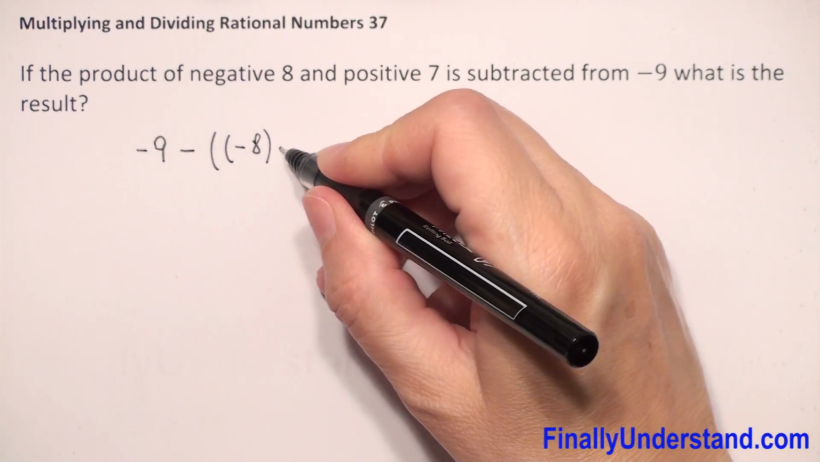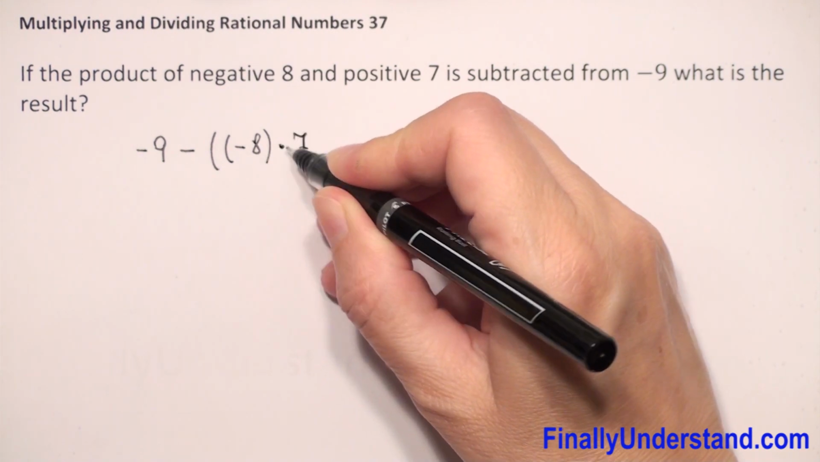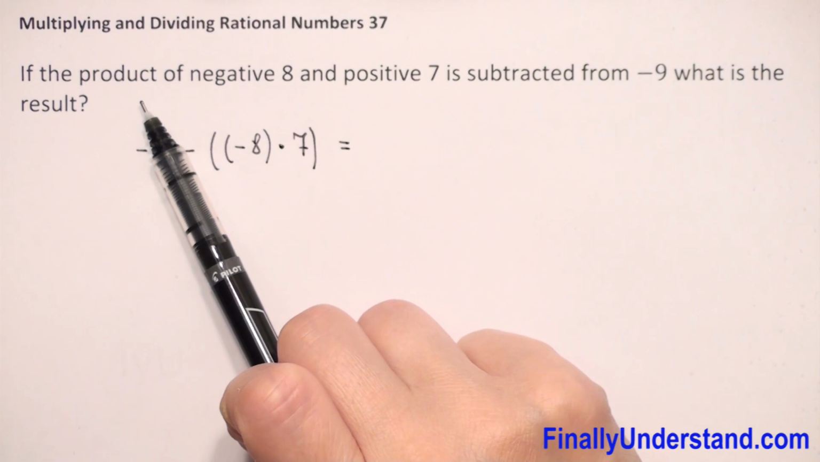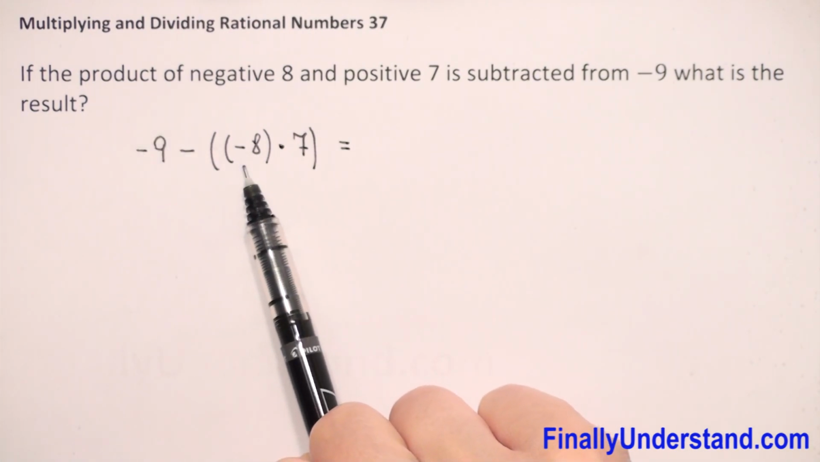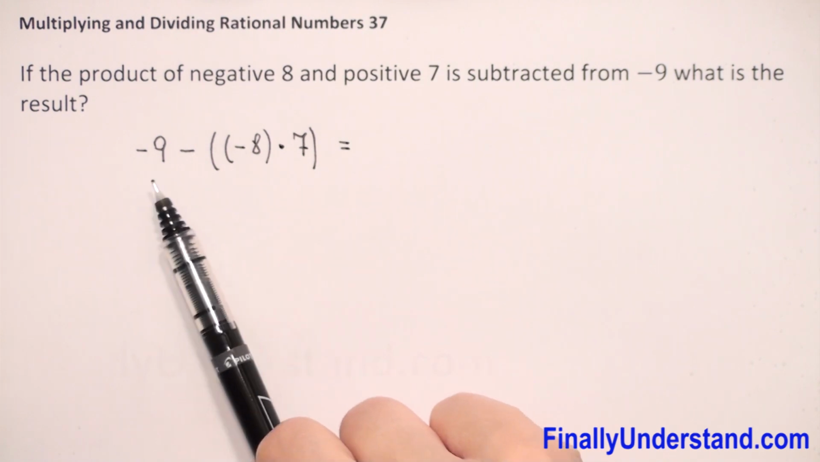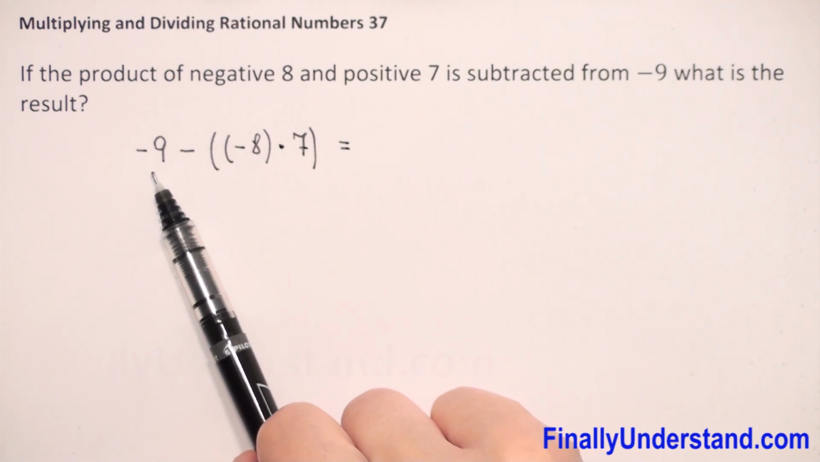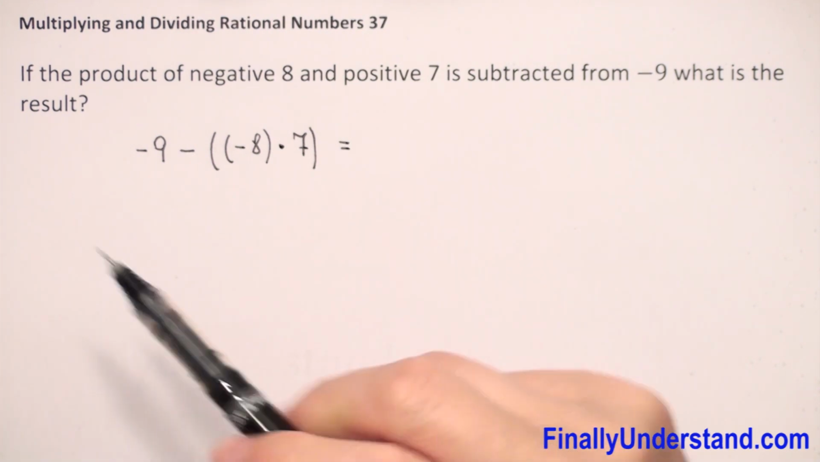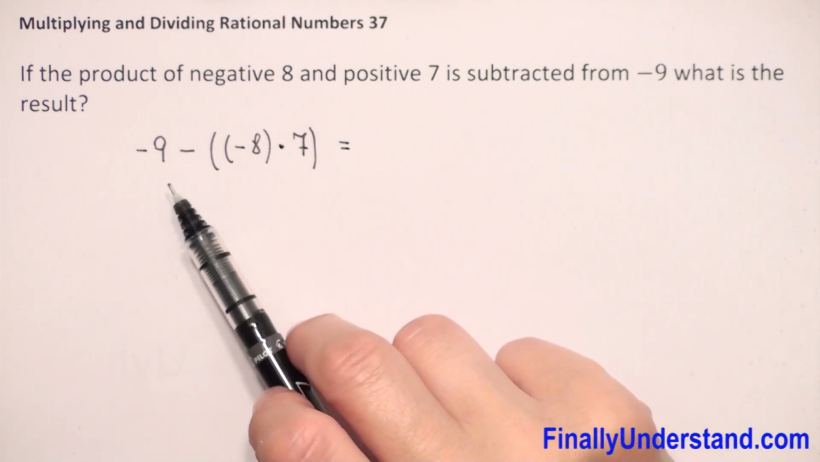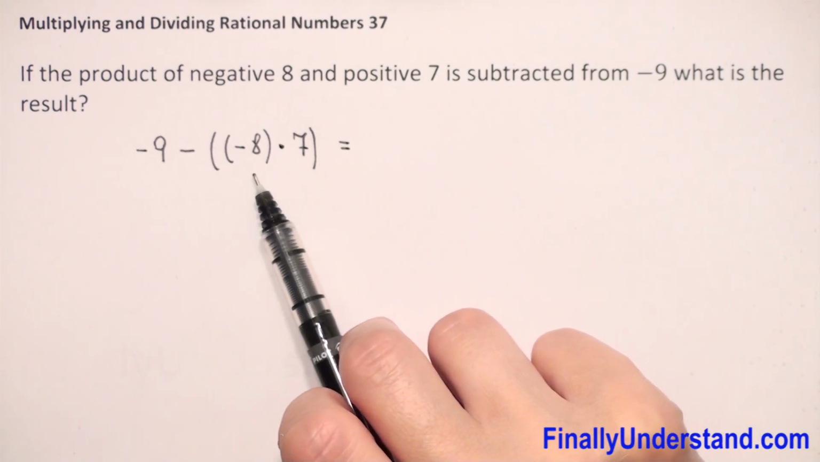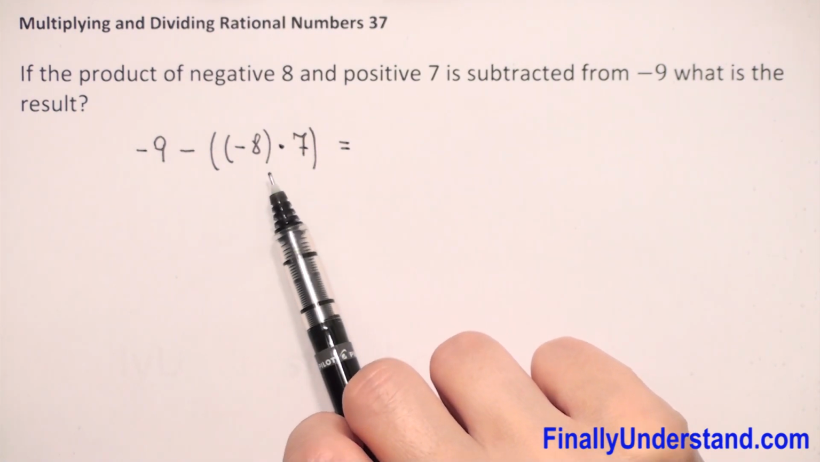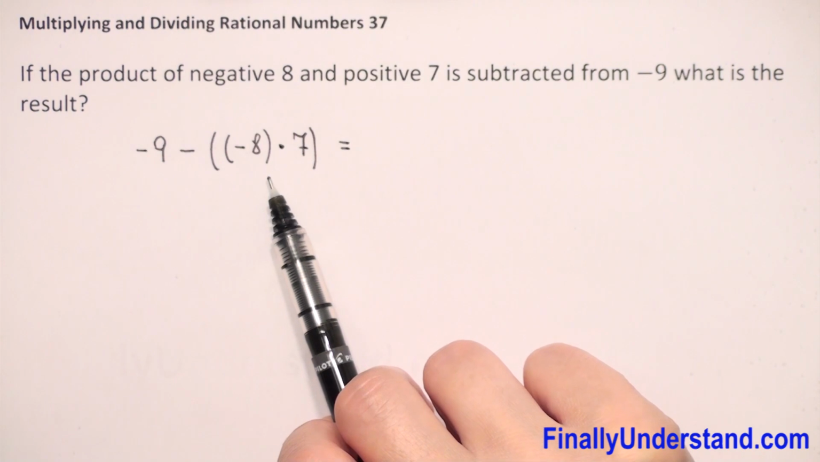So we have negative 8 times 7. We don't have to write the positive sign. Close parentheses. If the product of negative 8 and positive 7 is subtracted from negative 9, what is the result? So we have to just calculate this expression. We have subtraction, and in parentheses we have multiplication. So first we always have to do the parentheses.